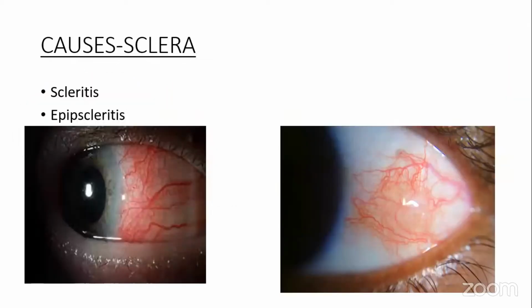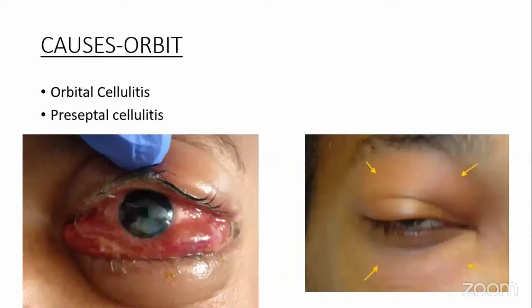Then the sclera. We have what we call scleritis, episcleritis. These typically are associated with medical conditions, rheumatoid arthritis, lupus. Those commonly have these lesions on the sclera, redness in the region of the sclera. And you should bear that also in mind.